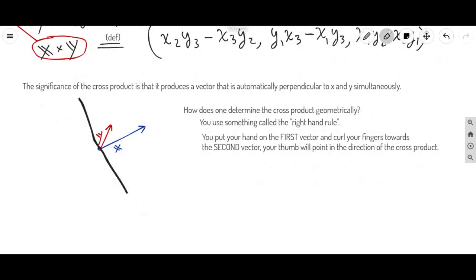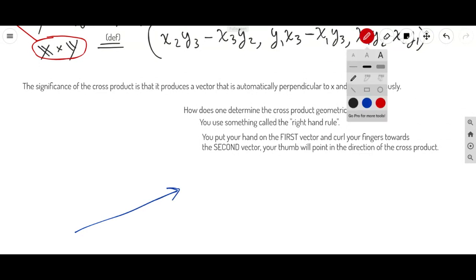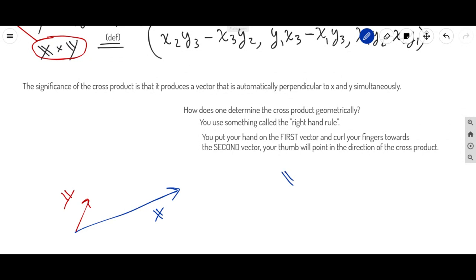So for instance, in this picture, let me draw this a little bit bigger. Here you have a vector. Here you have another vector. Let's suppose this is x. Let's say that this is y. And we want to calculate x cross y. So x is vector number 1, y is vector number 2. Here's how you do it.